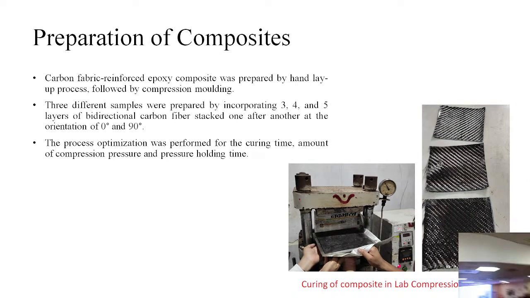The composites are prepared by hand layup procedure followed by compression molding. I made 3 samples by incorporating 3 layers, 4 layers and 5 layers of bidirectional carbon fiber stacked one after another in an orientation of 0 and 90. The process optimization was done for the cooling time, amount of compression pressure and pressure holding.